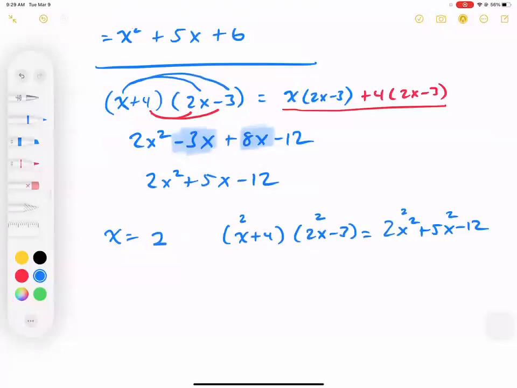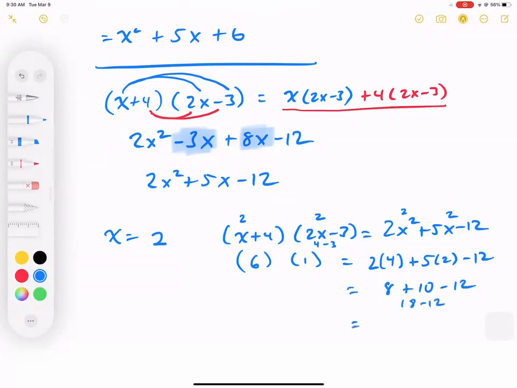2 plus 4 is 6. 2 times 2 is 4, right? 4 minus 3 is 1. You're telling me this whole thing in the back is going to be just 6 times 1? Well, let's see. 2 squared is 4 times 2, that's 8, plus 5 times 2 is 10, minus 12. 8 plus 10 minus 12, 18 minus 12 is 6. Yes, whether we plug in x at the beginning or at the end, we end up with the same exact answer.